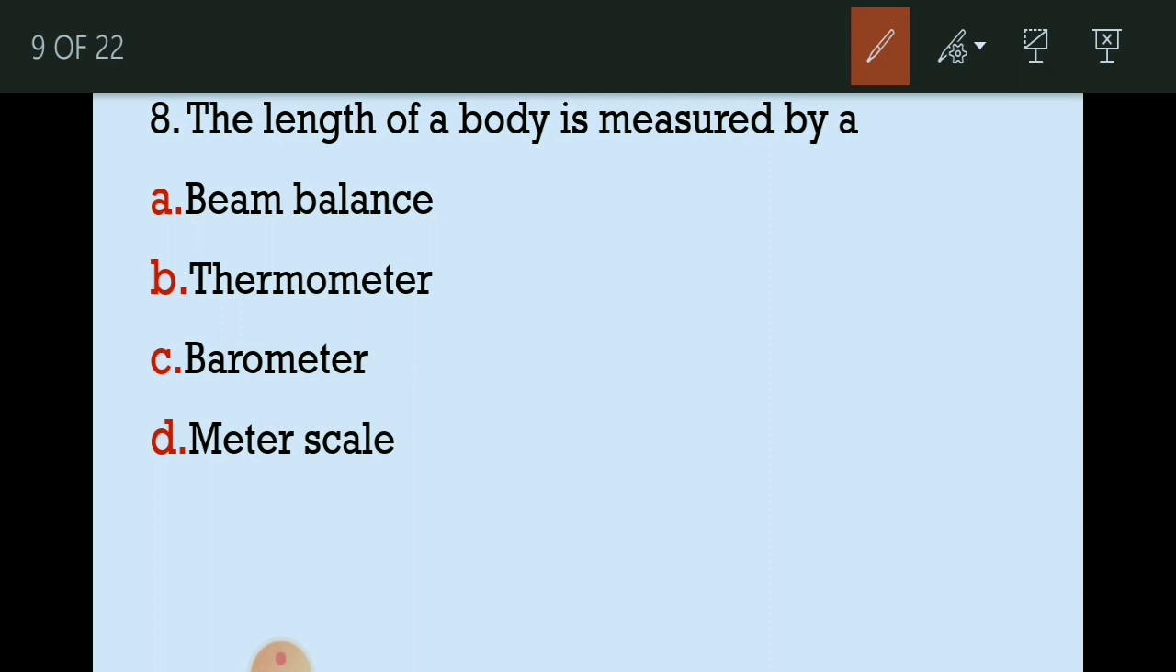The next question is, the length of a body is measured by, means with which instrument we can easily measure the length of the body. So 4 options are given. Just see option number A, what is given? Beam balance. Now we know very well that beam balance is mainly used for measuring what? We measure mass with the help of this beam balance. So this is a wrong option. Okay, we cannot use this option.